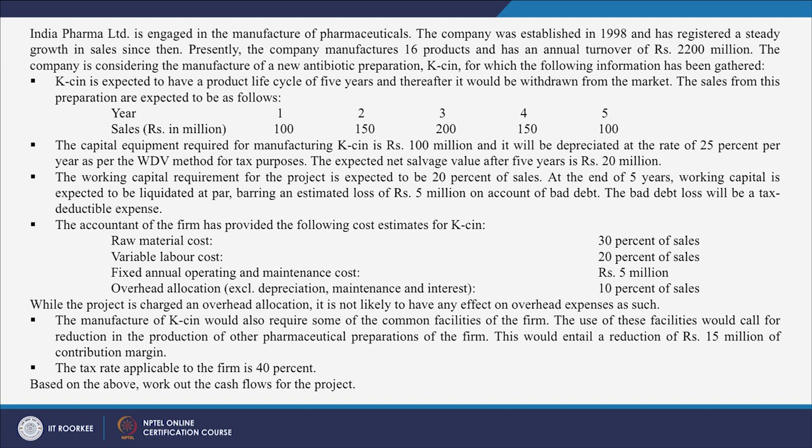Number 2, now after this estimation of the sales and revenue, we talk about the cost part. Point number 2 says the capital equipment required for manufacturing casein is worth rupees 100 million, and it will be depreciated at a rate of 25% as per the WDV method, the written down value method.